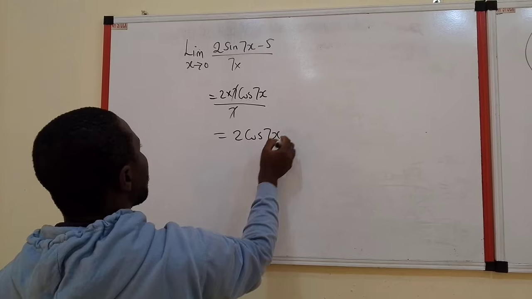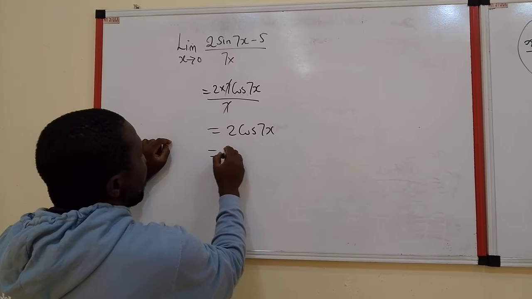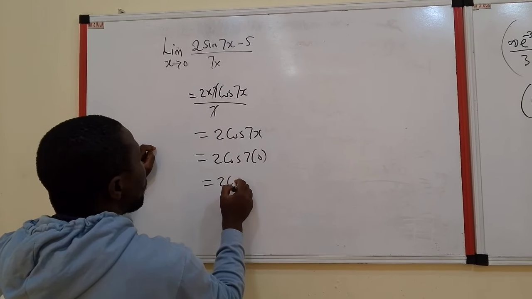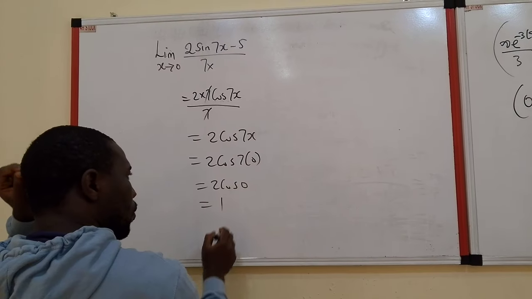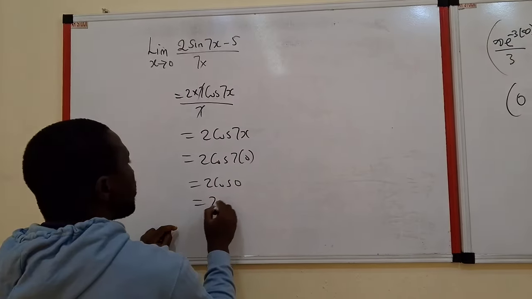Now that we've got this result, we now substitute. So I have 2 cos 7 into 0. That will give me 2 cos 7 times 0, which is 0. 2 cos 0, and cos 0 is 1. So that is 2 times 1, and 2 times 1 is 2. That's my answer.